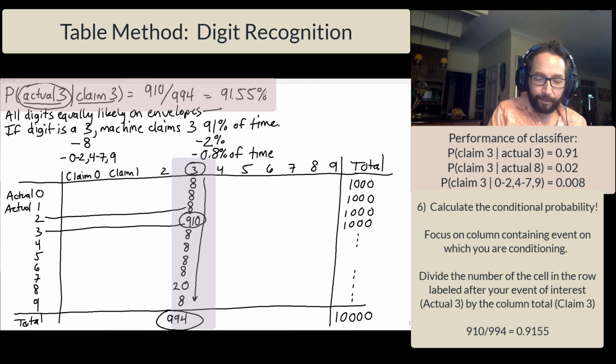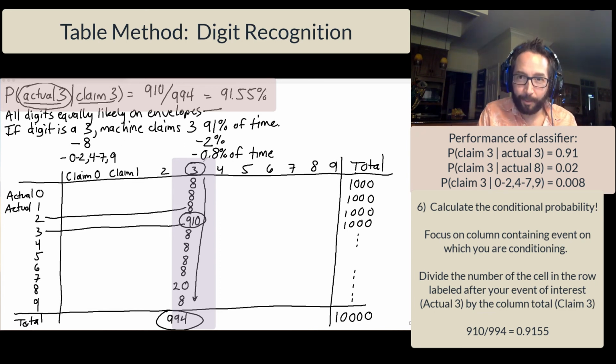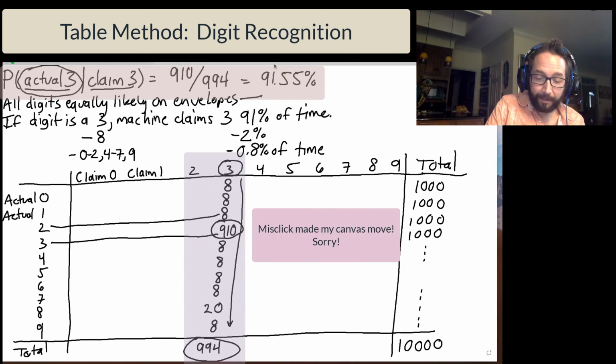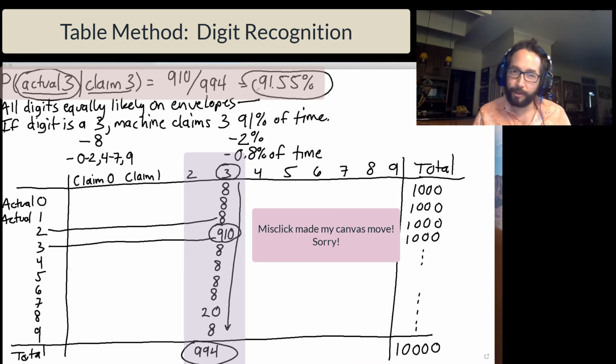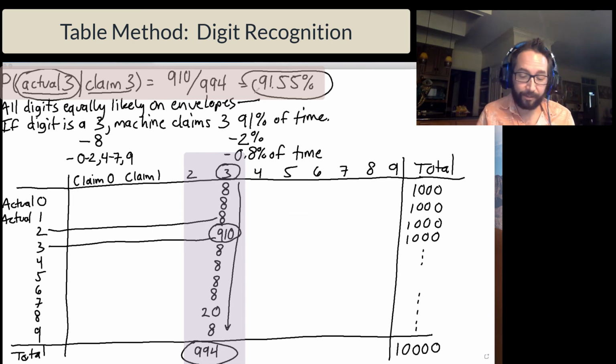I think most of our intuition says, oh, well, if a digit's a 3, the machine's going to claim it's a 3 91% of the time. So most of us feel that it's correct in saying, okay, if the machine claims it's a 3, it's actually going to be 3 91% of the time as well. And in this case, the answer comes out to be pretty darn close. There's not too much of a difference between what our intuition suggested and what the actual answer was.